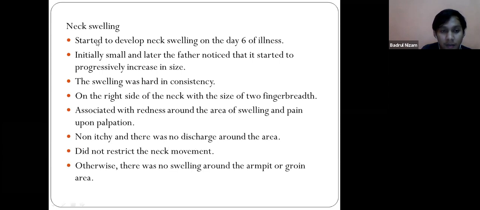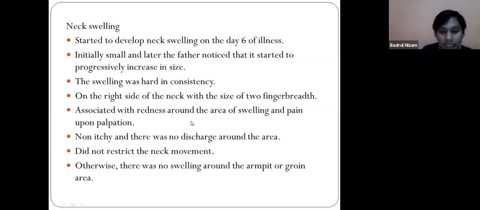And then the father of the patient started to notice that the patient developed neck swelling on day 6 of the fever. It was initially small, and later the father noticed that it progressively increased in size. It was hard in consistency, located on the right side of the neck with a size of 2 finger breadth. It was also associated with redness around the area of swelling and pain upon palpation. It was non-itchy, and there was no discharge noted. The neck swelling does not restrict the neck movement of the patient.